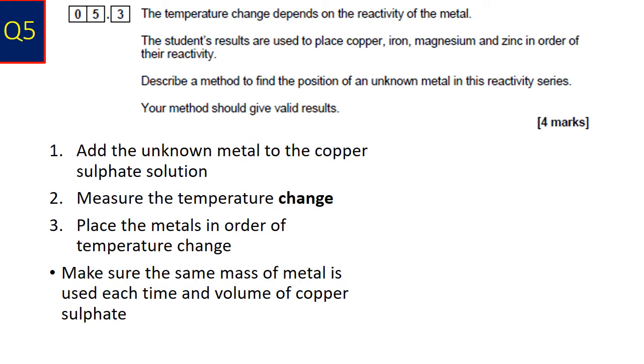Now we want our experiment to give valid results, so we need to make sure we're using the same mass of metal each time and the same volume of copper sulfate solution. They only want you to mention one of them to get that mark for control variables, but we want to make sure it's a comparable test. Like I said, look on the full mark scheme for other methods you could use.